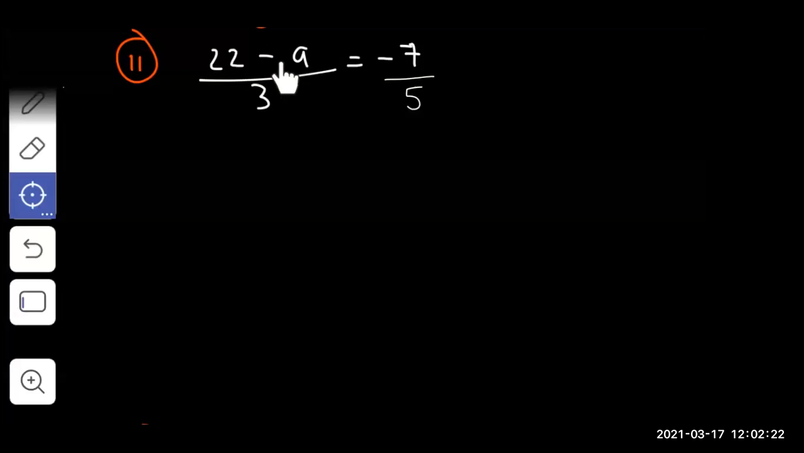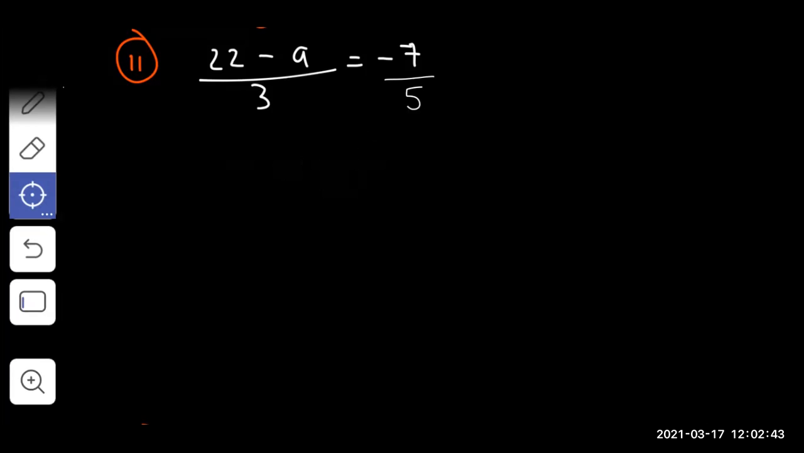Now we have variable a. 22 minus a over 3 equals negative 7 over 5. Guys, in order to solve this one, we have different steps. Which path are you going to take in order to solve this, guys? There are different ones. Let me think about one.